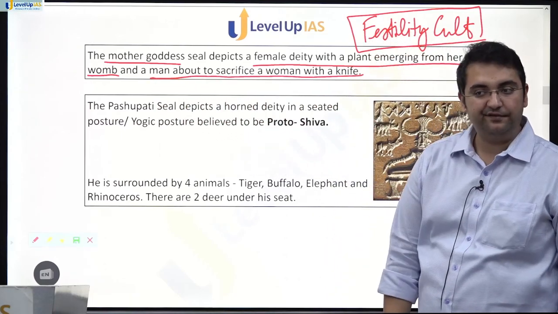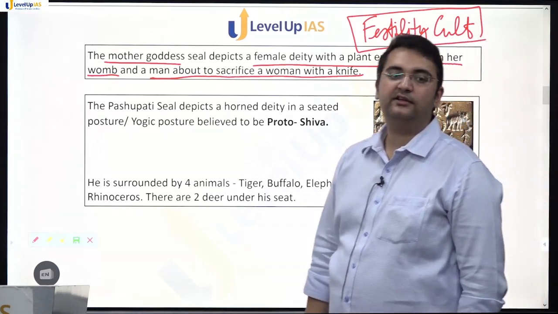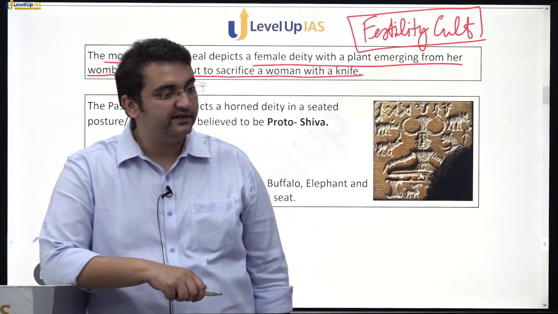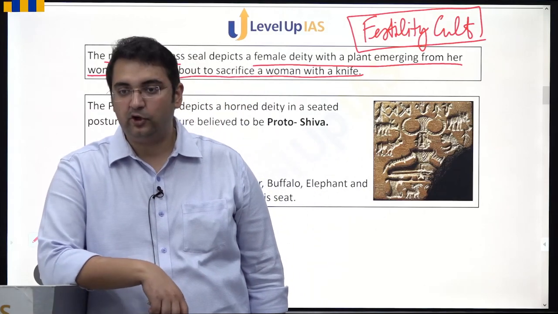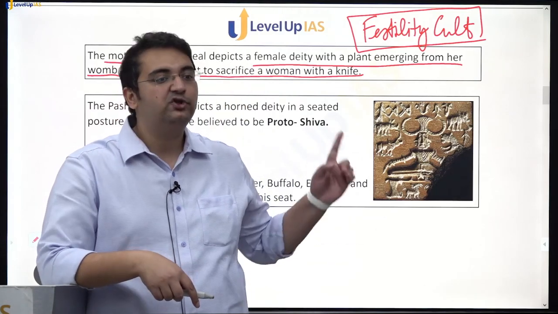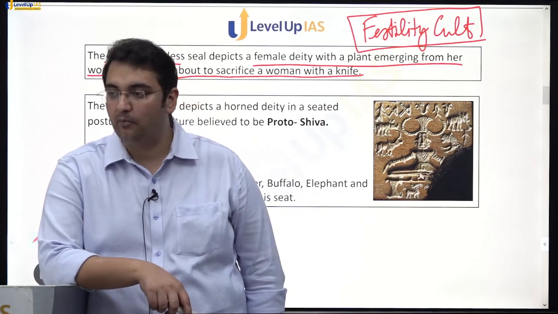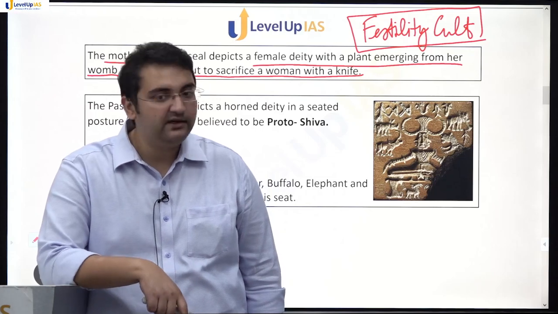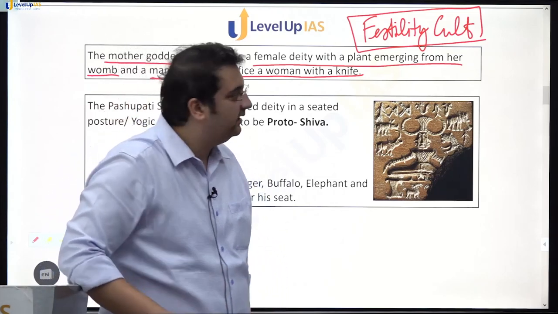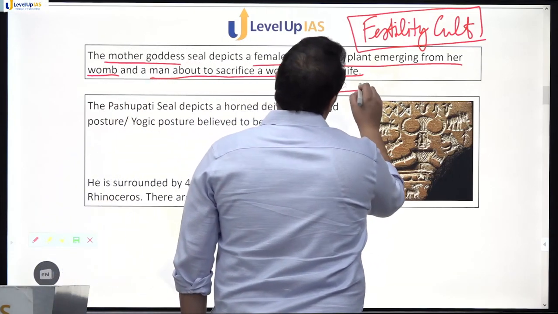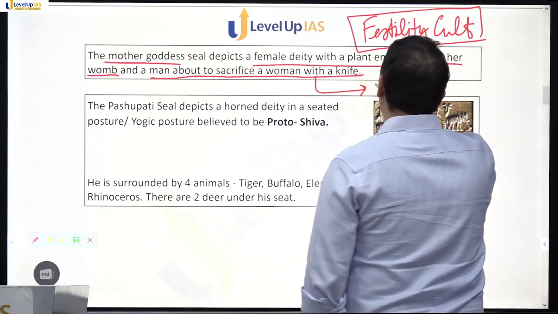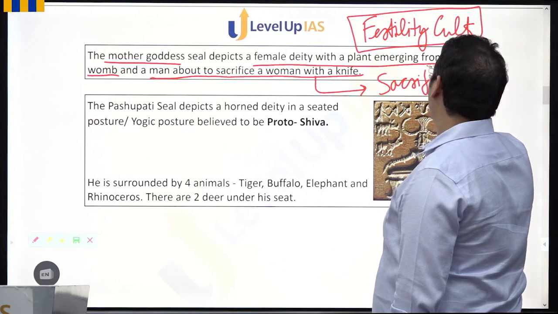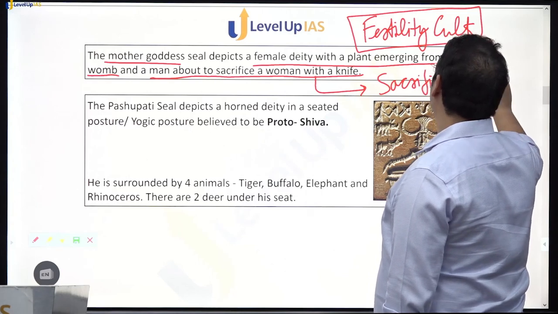with a knife. Okay. Now, earlier historians believed that this was evidence of human sacrifice. But more recent historiography tends to think that this human sacrifice was only symbolic. But the element of sacrifice was definitely present within the Harappan faith. Okay. So, it also indicates the popularity of the sacrifice cult.